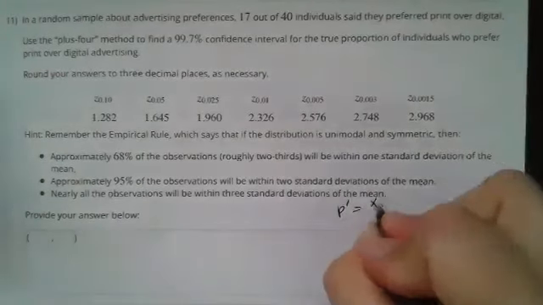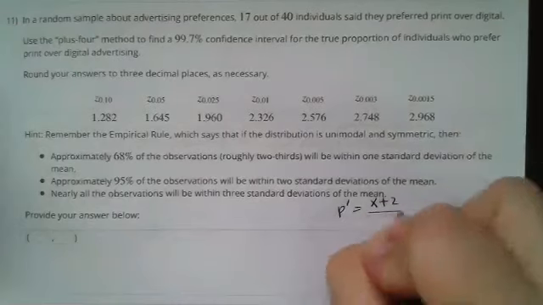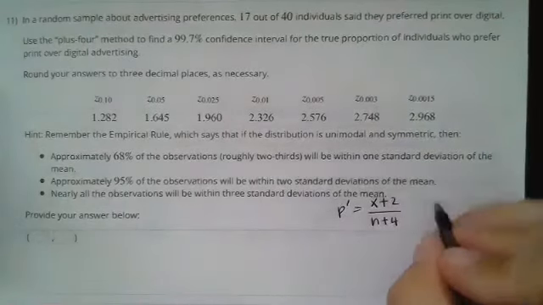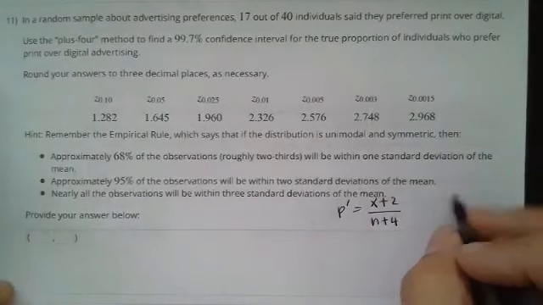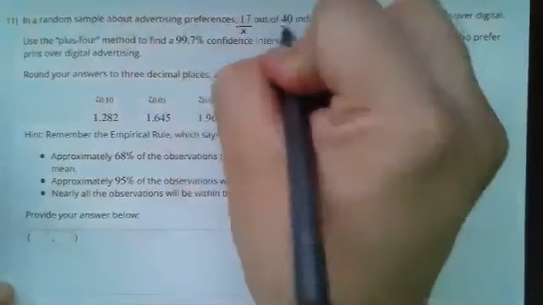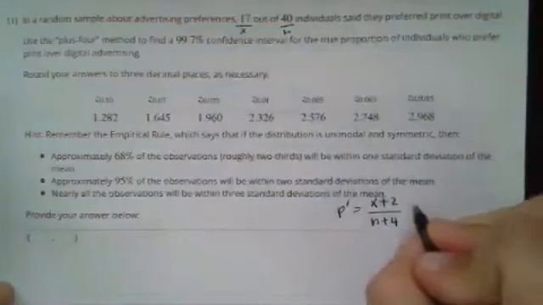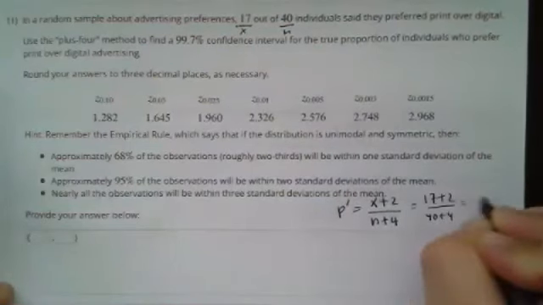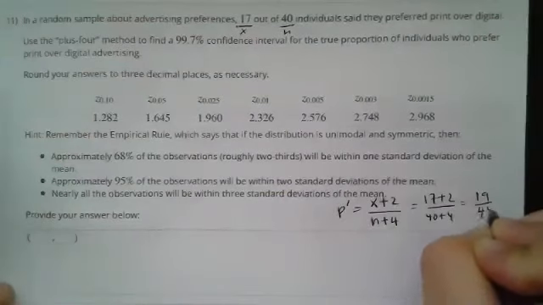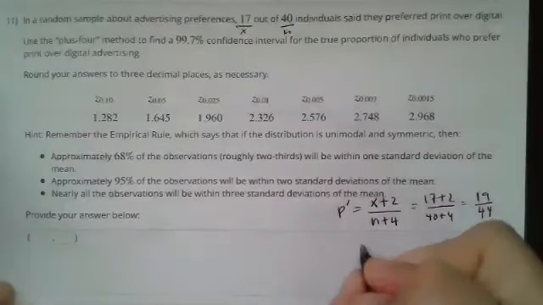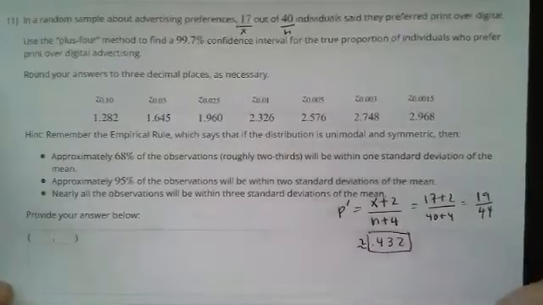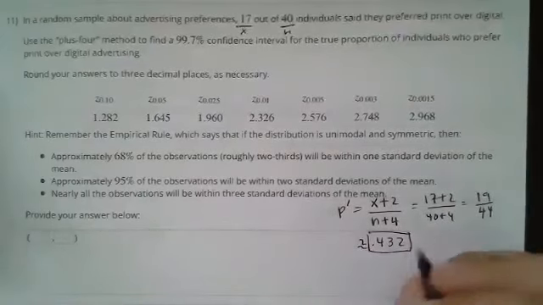So your new p prime, or new point estimate, is x plus 2 over n plus 4. Our x is 17 and our n is 40, so that's 17 plus 2 over 40 plus 4, which is 19 over 44, approximately 0.432.